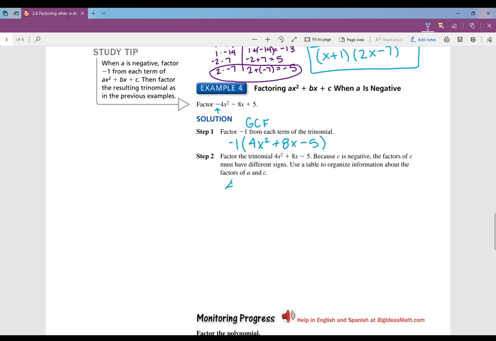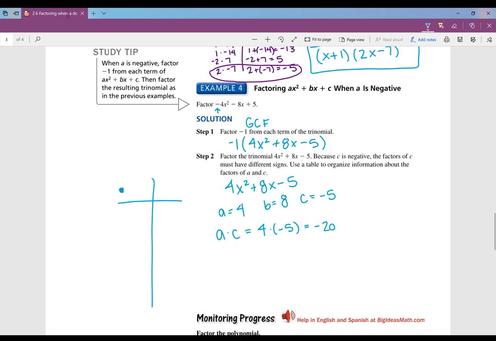So now we need to factor 4x squared plus 8x minus 5. So we've already pulled out our GCF, so we're going to look for A, B, and C. So A is 4, B is 8, and C is -5. Now when we do A times C, we're going to do 4 times -5, which will give us -20. So when we're looking for factors, we know we need something that multiplies to -20 and adds to 8, right? Our B value.